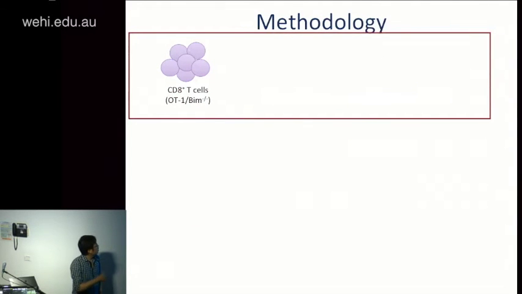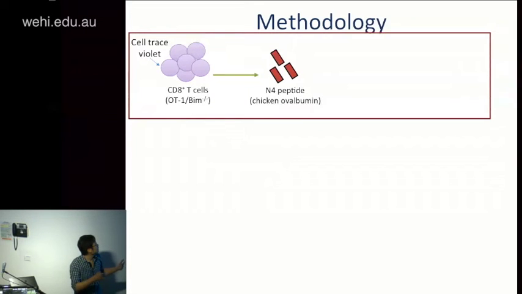Our lab has utilized and standardized the OT1 and the OT1 BIM knockout system to study the survival and proliferation kinetics of CD8 positive T cells. For our methodology, we label the cells with a proliferation dye known as cell trace violet, and then we stimulate them with the N4 peptide, which is from chicken ovalbumin, that's recognized by the OT1 receptor of the CD8 positive T cells.